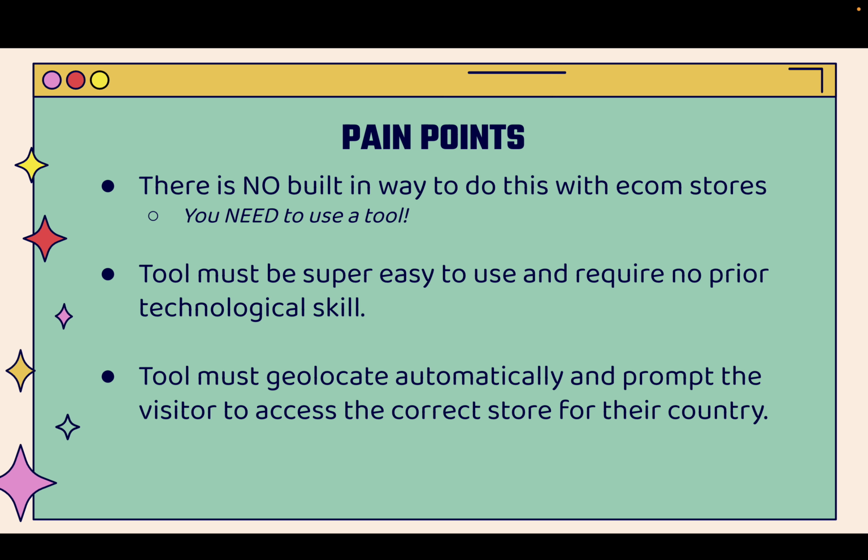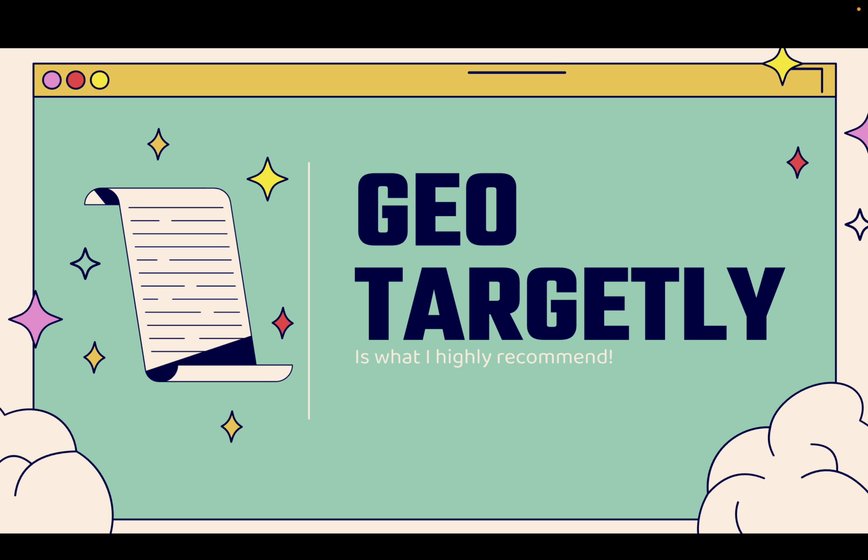So you use Shopify, WooCommerce, custom code, whatever it is, you need to use a tool to add on this really cool geo redirection. And the tool must be super easy to use and require no prior technological skill. You don't need to be some type of developer or coder in order to set this up. But really, most importantly, the tool must geolocate automatically and then prompt the visitor to access the correct version of their store. And if you want to do this the right way, if you want to do this the way I do it, you want to use GeoTargetly. Highly recommended. You see the link directly below this video.